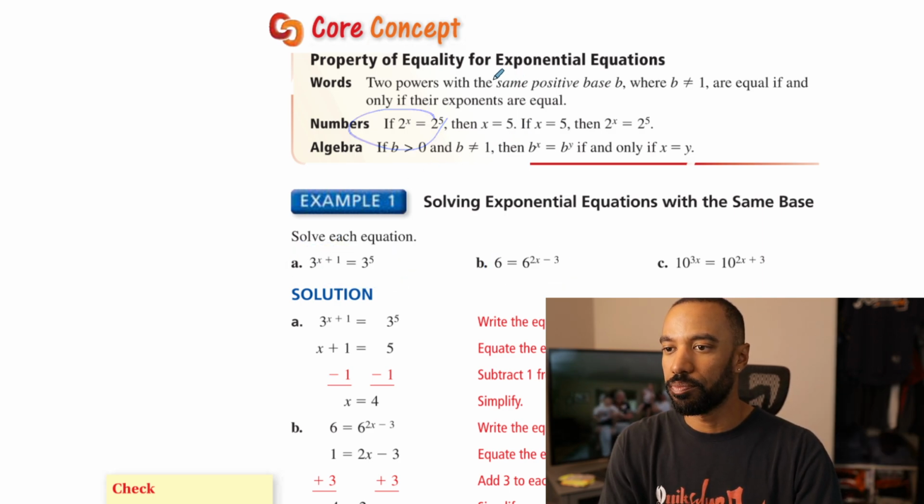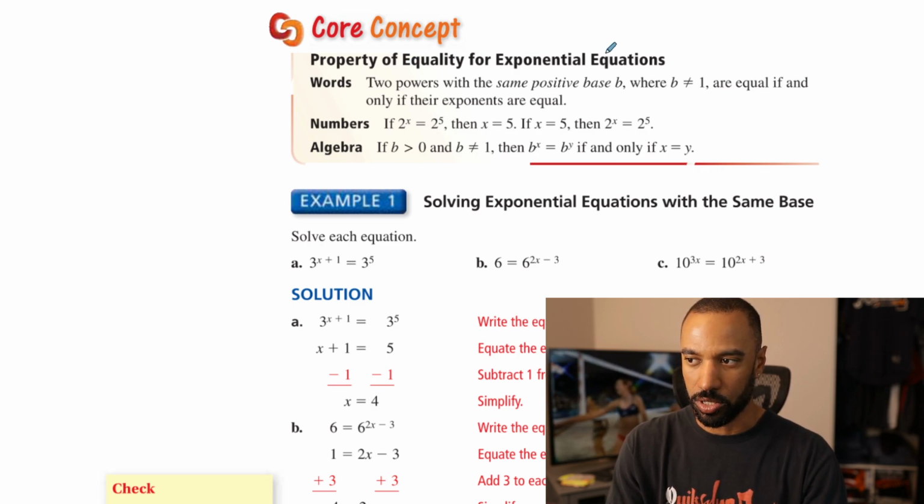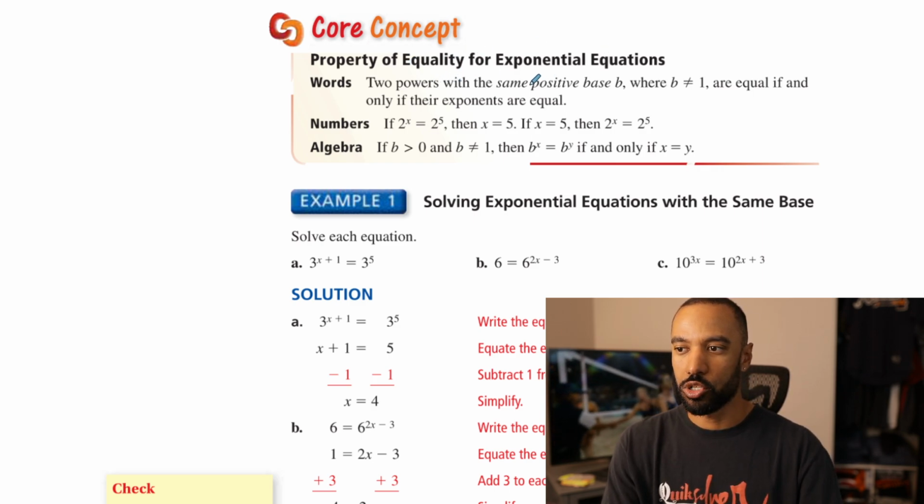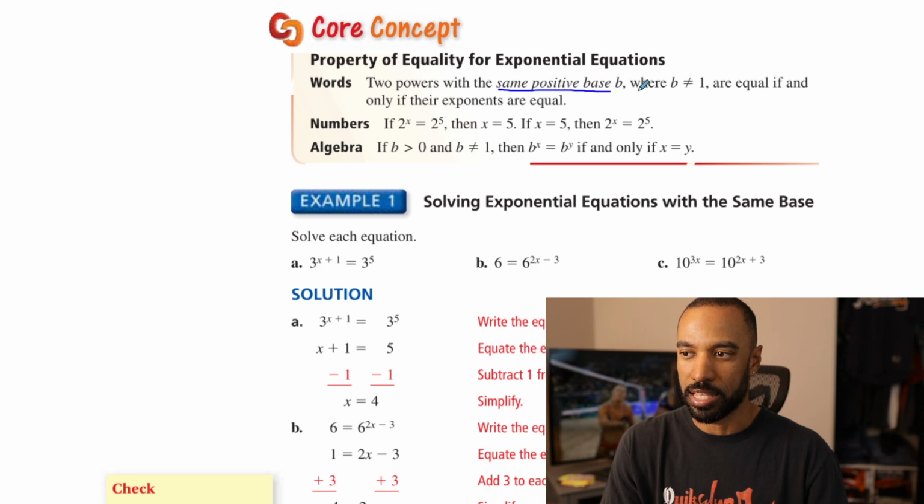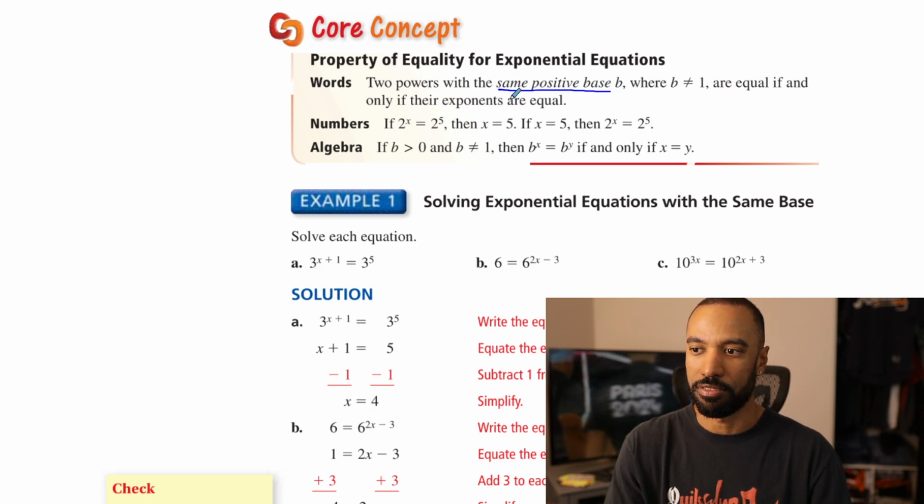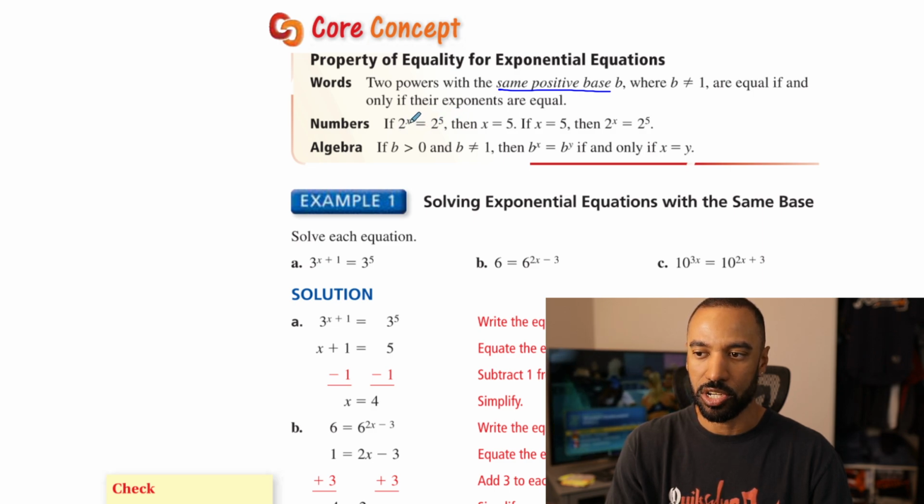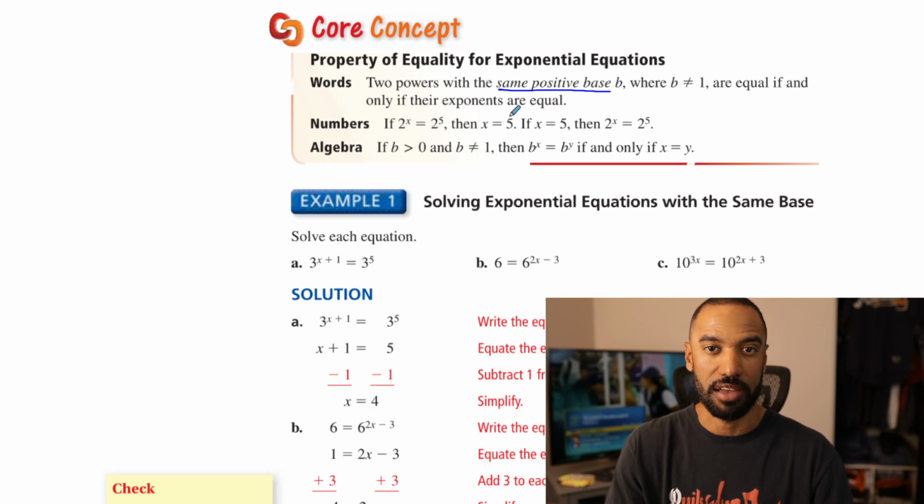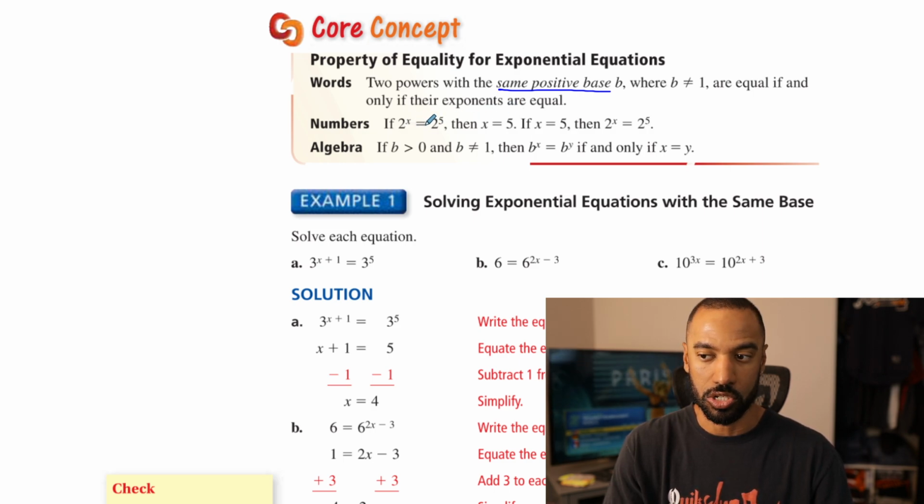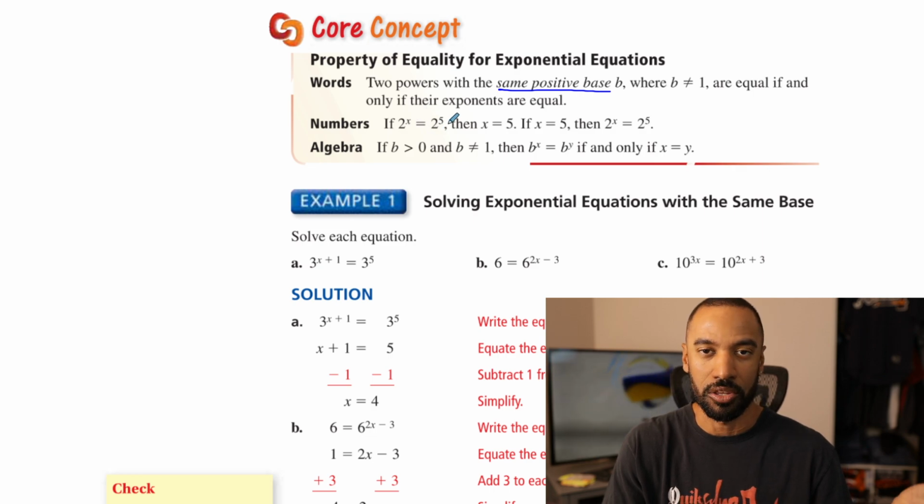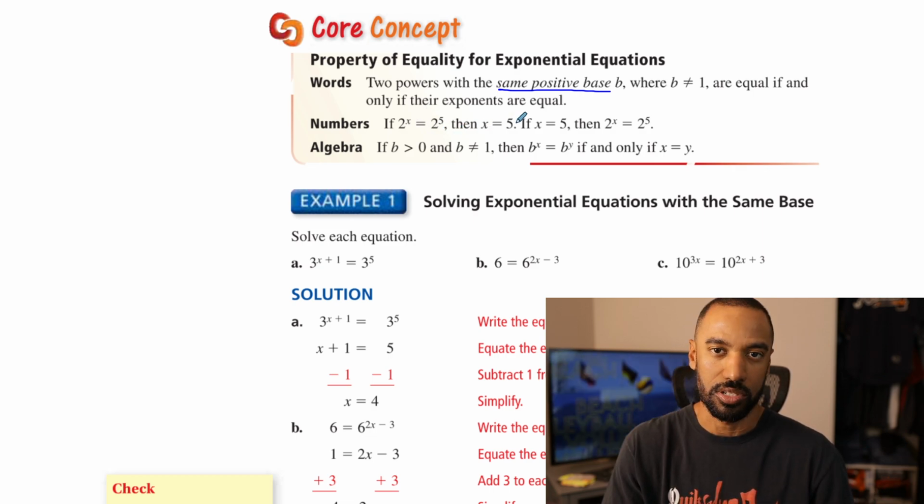Okay, so property of equality for exponential equations. They're saying two powers with the same positive base b that's not 1 are equal if and only if their exponents are equal. So what they're stating here is this goes both ways. If you have matching bases here with 2's raised to these powers here, those exponents have to be equal. The only way for this equation to work out, given that the bottoms are the same, is if the tops here are the same. You've seen this in other instances, but for exponential equations, that's also true.